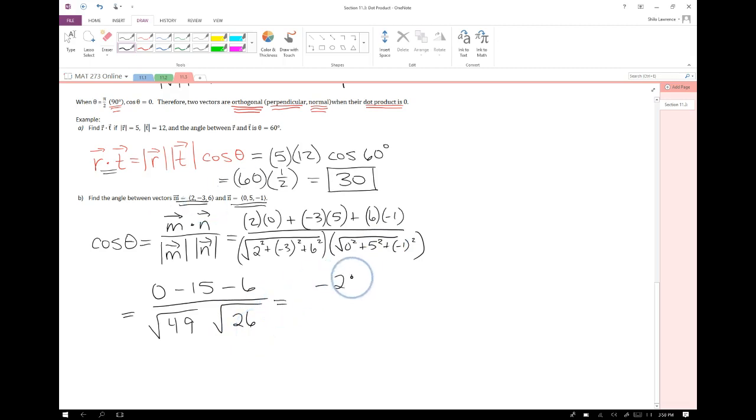So we've got -21 divided by, and I'm going to show you a little trick that will make this a lot easier to put in the calculator. Since both of those factors in the bottom are under a square root, we can really put them under one big square root and say it's the square root of 49 times 26. Now this is what cosine of the angle is equal to.